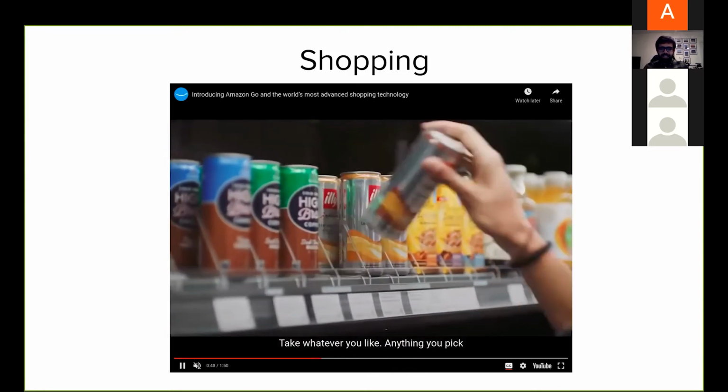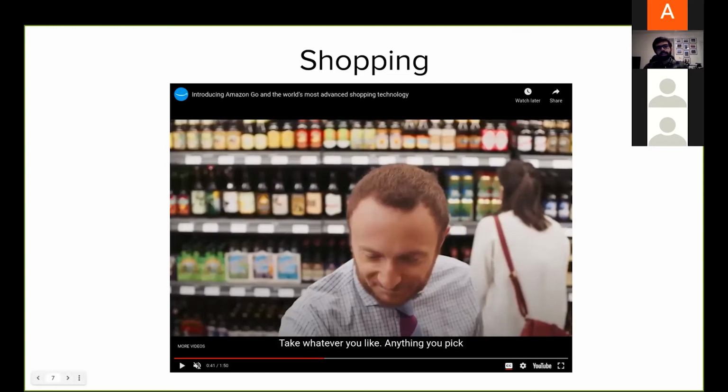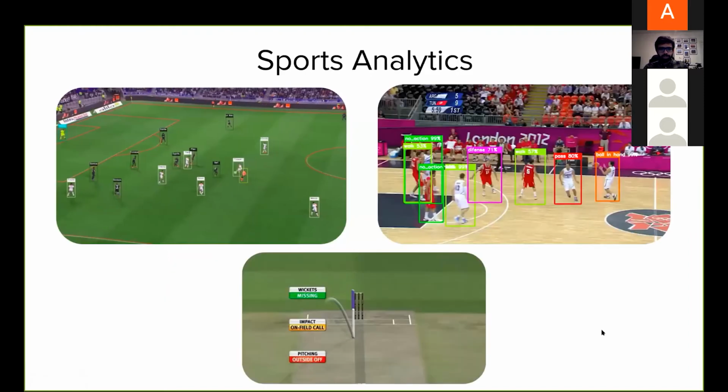So yeah, this is an interesting application, Amazon shopping, and in the future we can expect many more such applications of computer vision for e-commerce. Yeah. Let me move on to other applications.